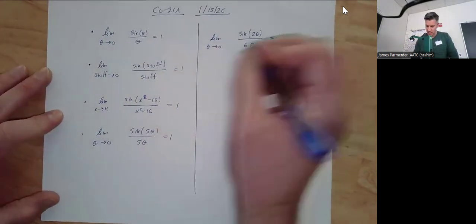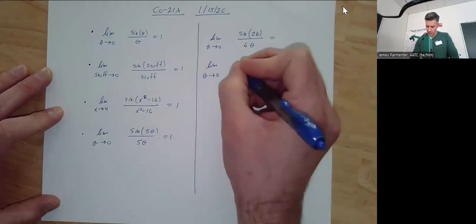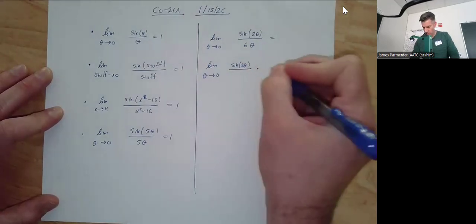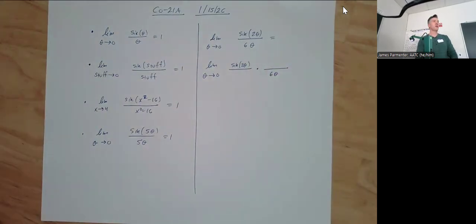When I do this, I like to rewrite it like this. The limit as theta goes to zero of sine of 2 theta over blank times blank over 6 theta. So all the pieces are still the same, right? I haven't actually changed anything. I've just written it in this really awkward way.